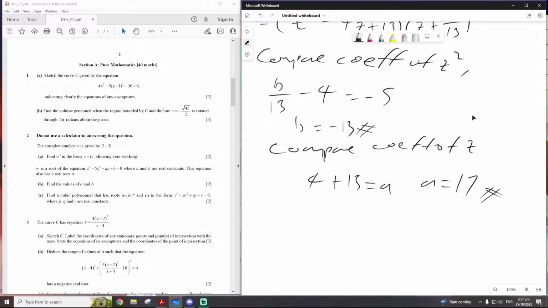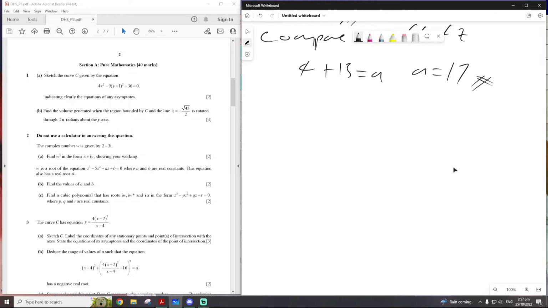Find a cubic polynomial that has roots iw conjugate, and i alpha in the following form. Now the problem here is that these are not conjugate roots. i alpha does not have a conjugate root, so it's impossible for p, q, and r to all be real numbers.